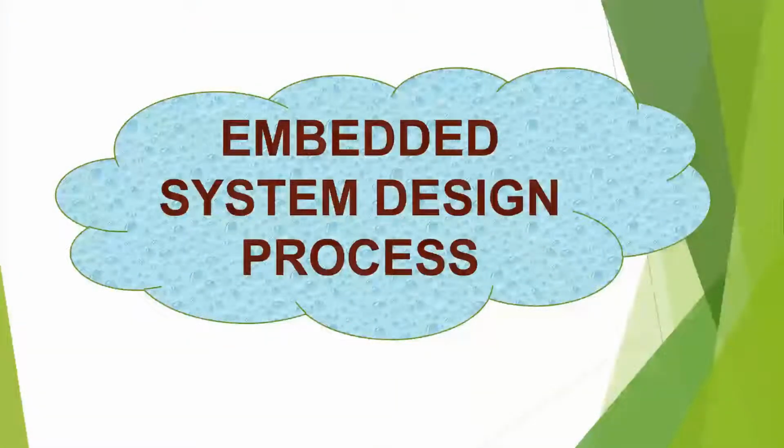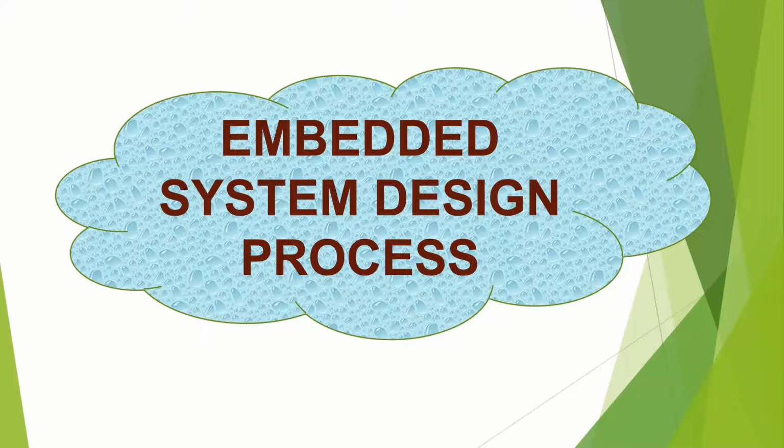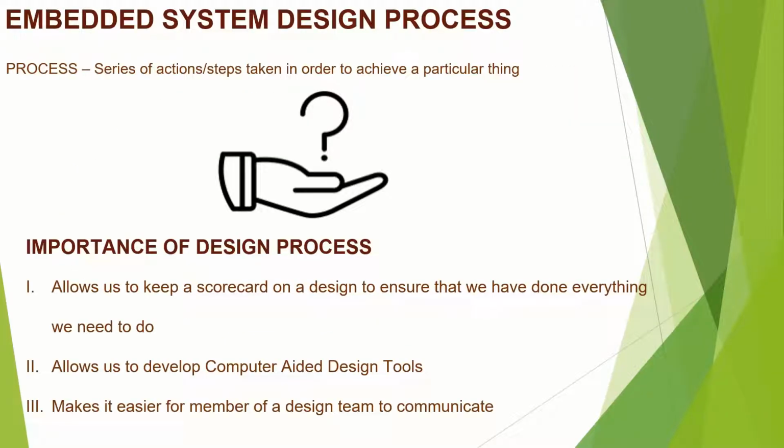This video is all about embedded system design process. Before entering into the design process, let me tell you what is process. So process is a series of actions or steps that are taken in order to achieve a particular thing. So what are the importance of design process? So the design process allows us to keep a scorecard on a design to ensure that we have done everything we need to do. So it allows us to develop computer aided design tools. It makes easier for members of a design team to communicate.